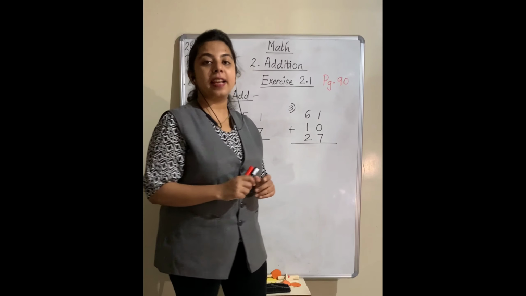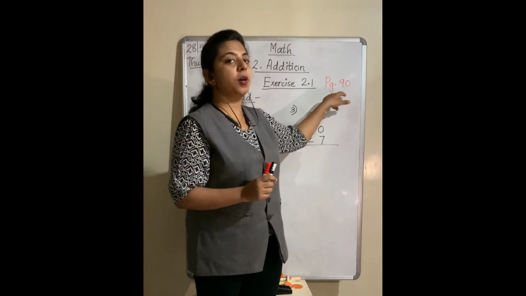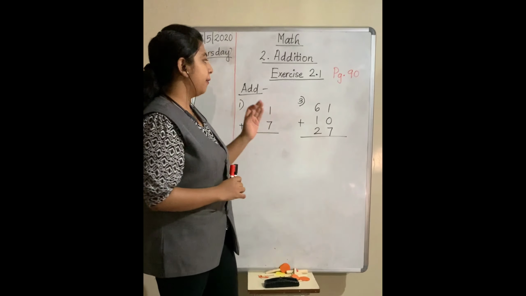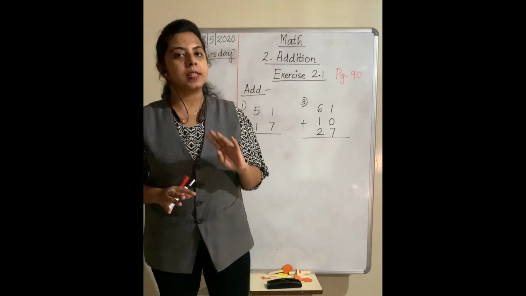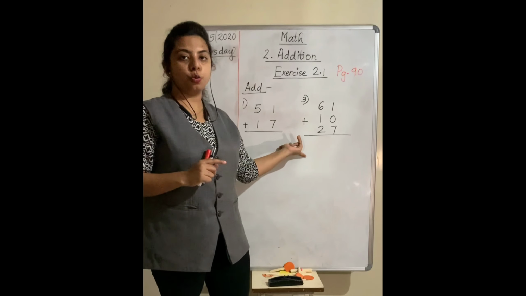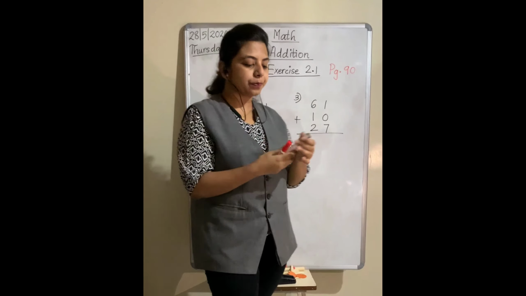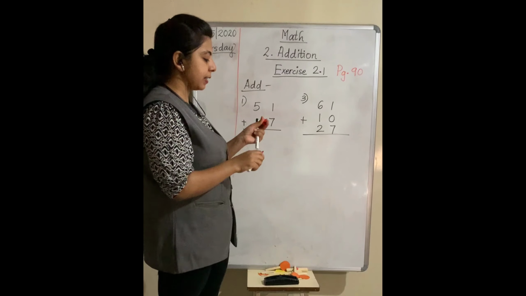Now let's solve the exercise given on page number 90. We have exercise 2.1, where we have a total of 4 sums, out of which I am going to do 2 here and the rest 2 you are going to do as your homework. Let's start solving the exercise now.